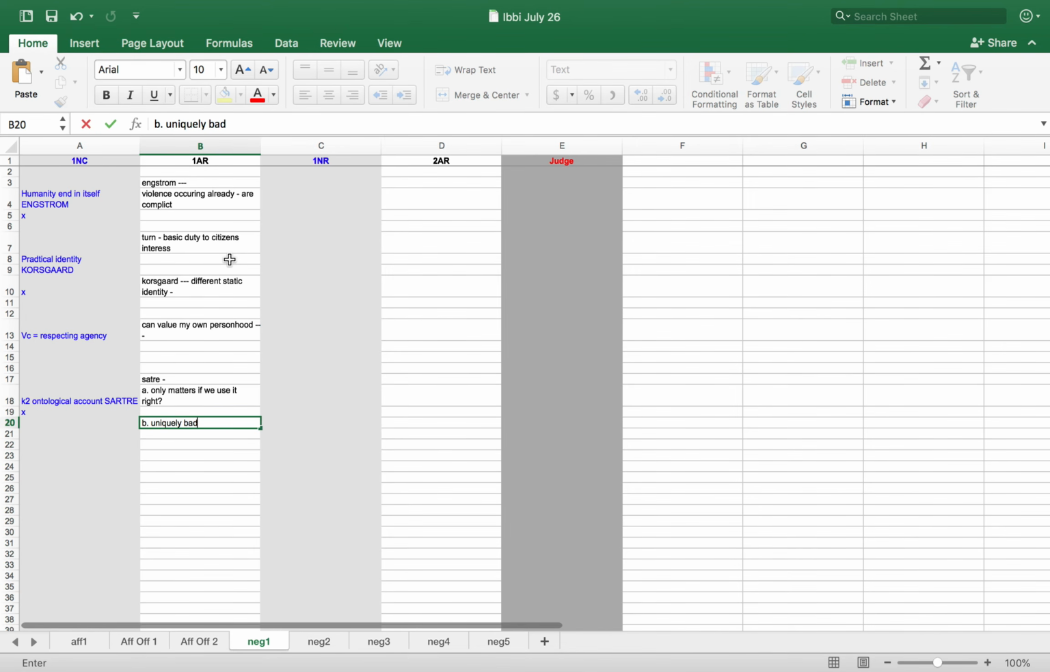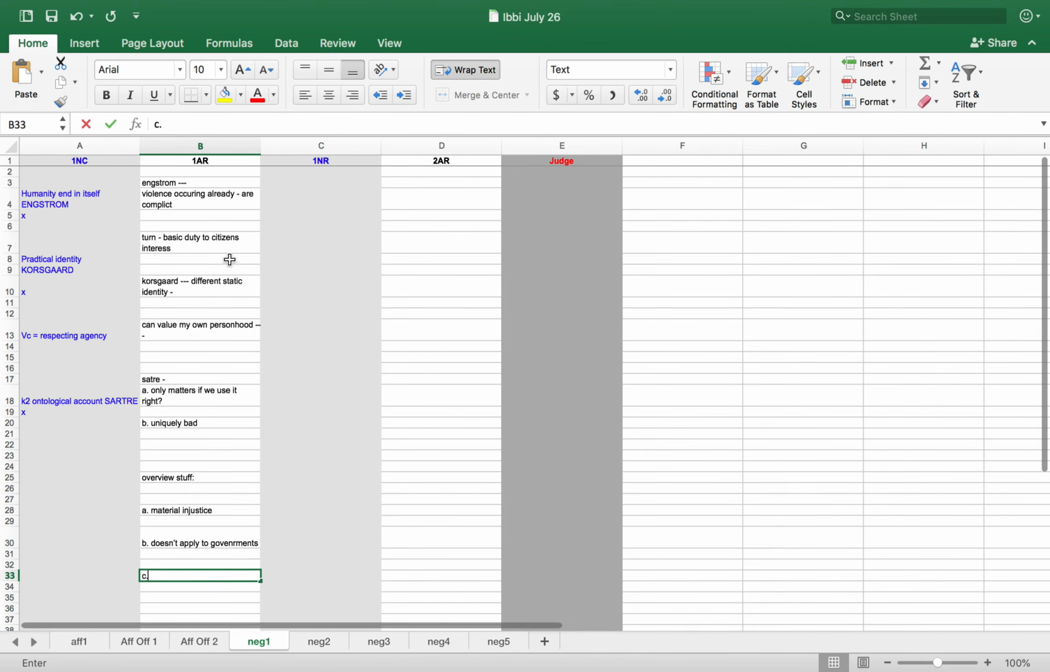Also, some overview stuff. A-point, I think there's a paper on material injustice and violence, because it's only things like examination and not actual true emancipation. B-point, this doesn't apply to governments because you're missing that key internal link. Also, C-point, practical reason identity doesn't help us guide action because it's not motivational.